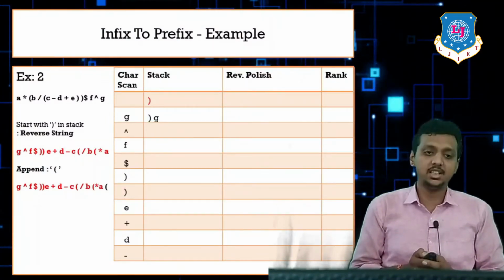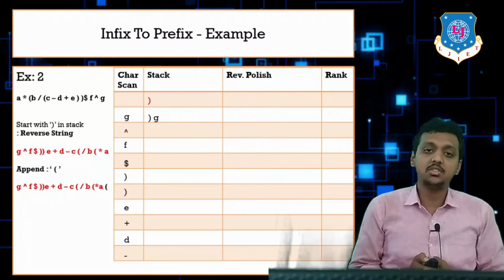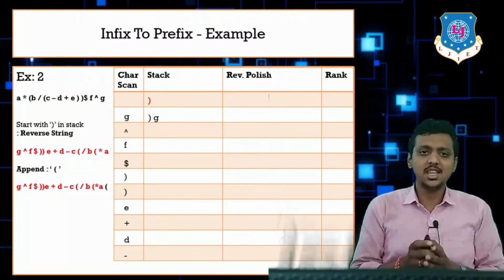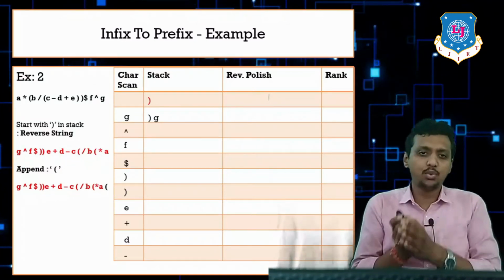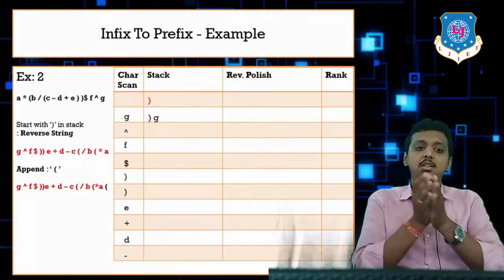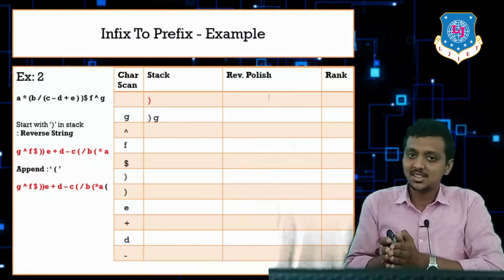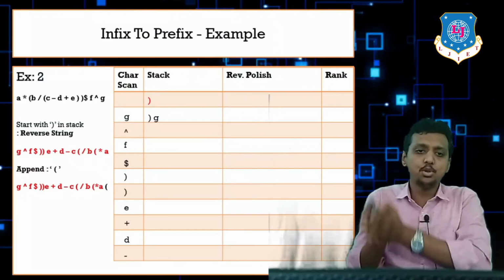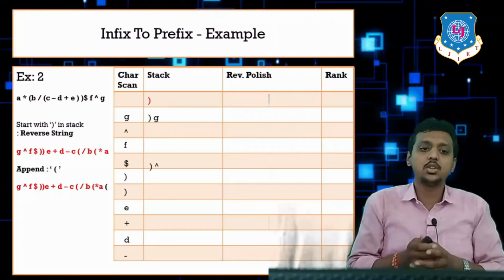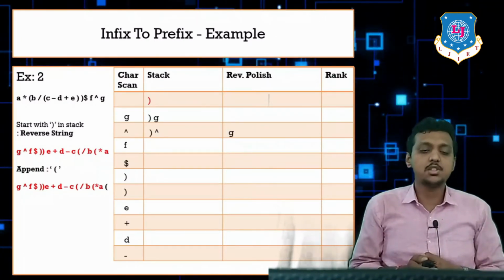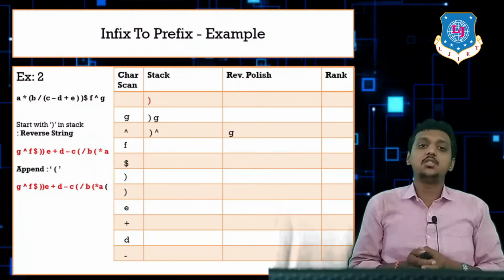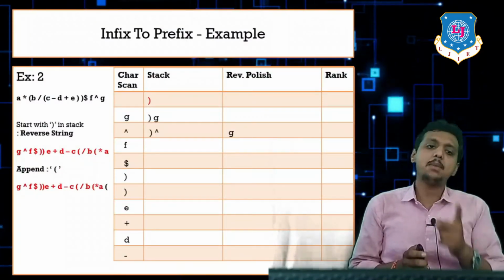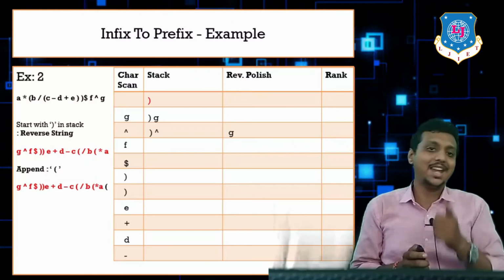Next I have the caret. Remember, caret has lower precedence than G. So G will be popped out from the stack and then caret is pushed inside the stack. So here I'm going to pop out G from the stack and then push caret inside the stack. So here it is. My output reverse polish contains G, that's why rank becomes 1, and the stack contains the closing and caret.